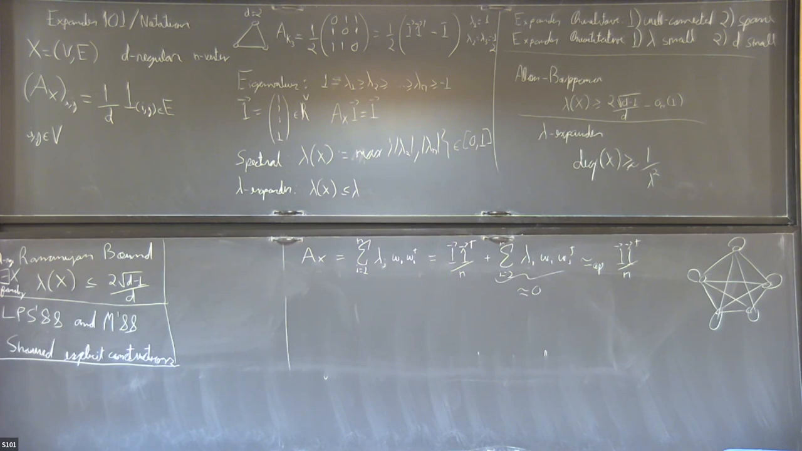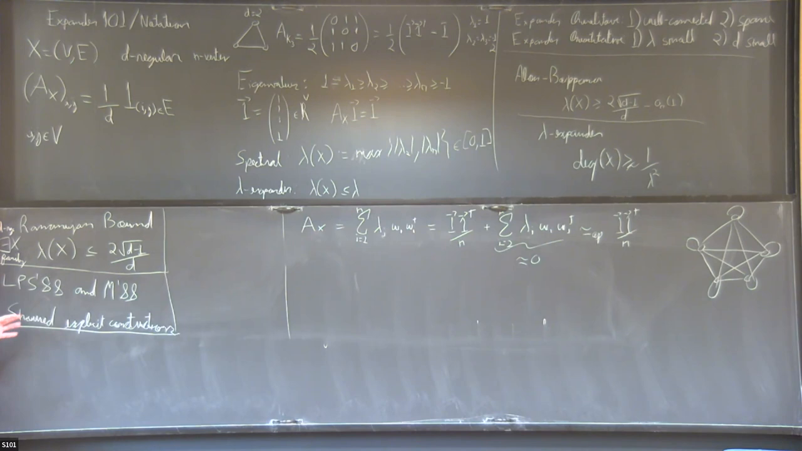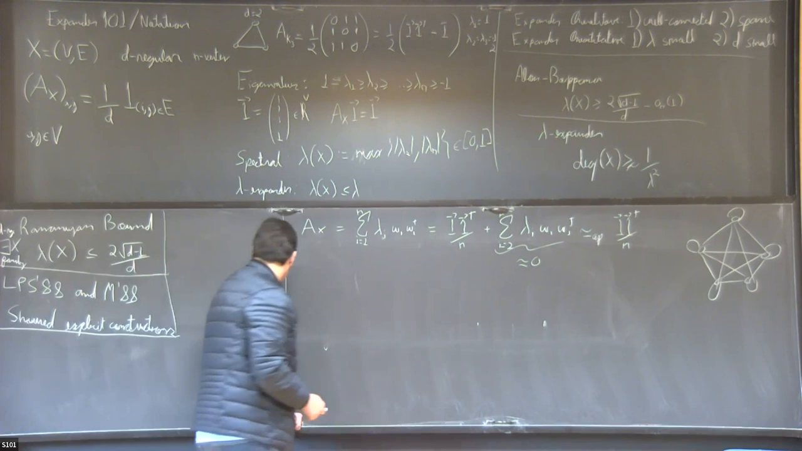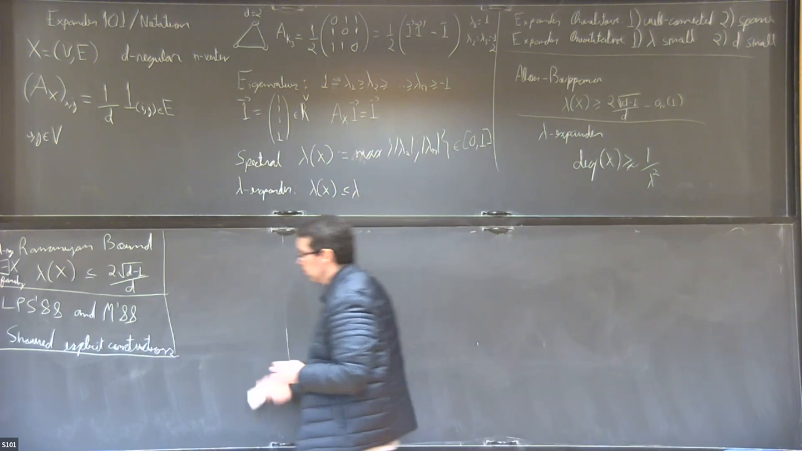And then after this, people tried to get this Ramanujan bound by other techniques. And a bunch of techniques appeared, right? And we are not going to survey all of them. And our understanding of how to construct expanders improved a lot. So now we have several ways of constructing expanders. And let's not try to survey all of them. So now we understand way better.